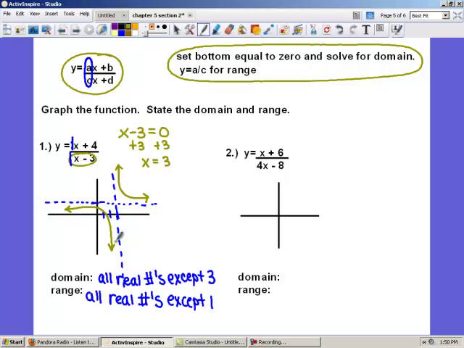So first we're going to look at the domain. We need to take the bottom and set it equal to 0. And now we're going to solve it. Okay, so I have an asymptote at 2. So I'm going to go ahead and draw that in. 1, 2. And then I'm going to write all real numbers except for 2.